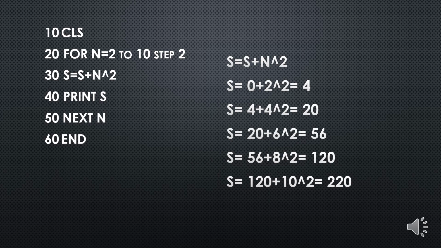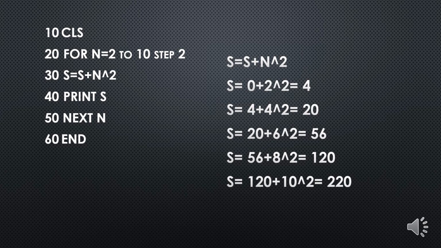At line number 20, there is a for loop in which values are from the range 2 to 10. The first value is 2 and the last value is 10, with a step of 2, meaning even numbers with a gap of 2: 2, 4, 6, 8 and 10. At line number 30, we have used the formula for finding the sum of squares of even numbers.